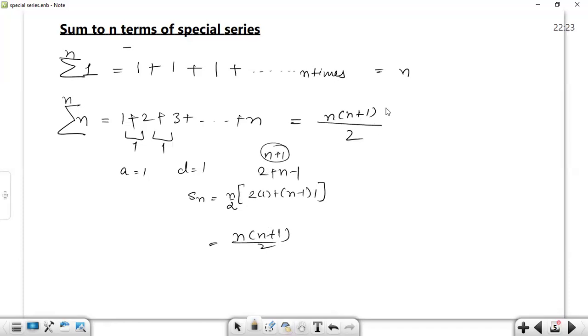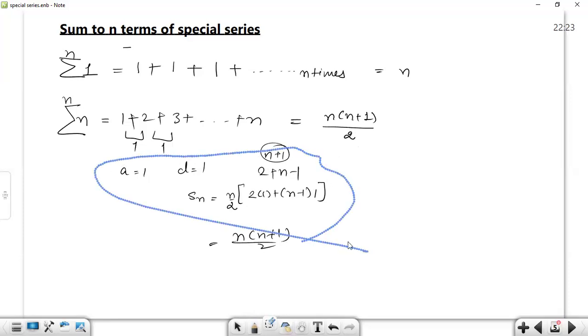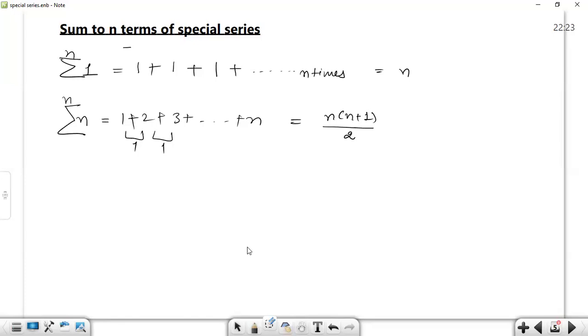It's very important for you to remember this. Clear? This is the sum of n natural numbers. These results are very, very important. Really very important.